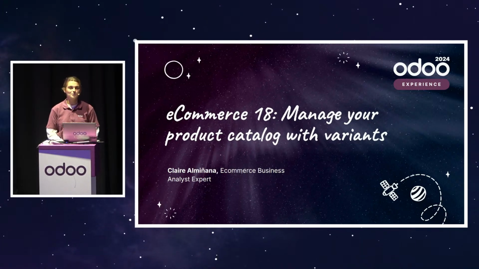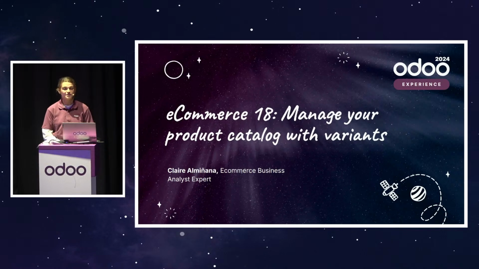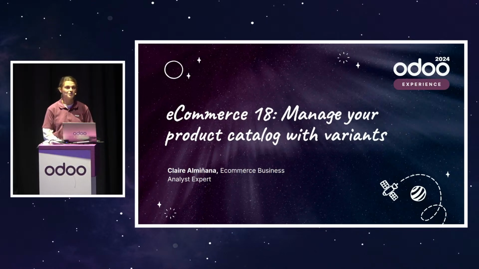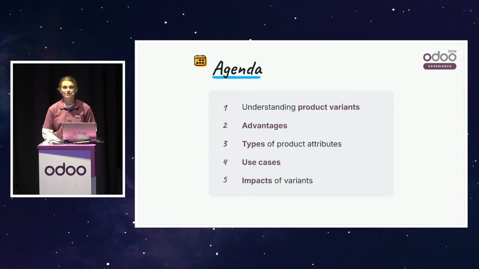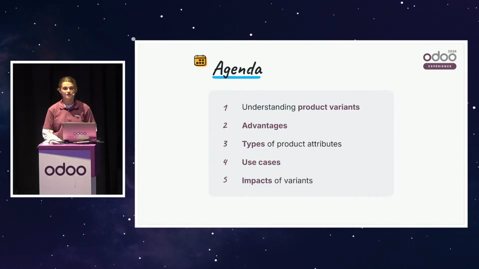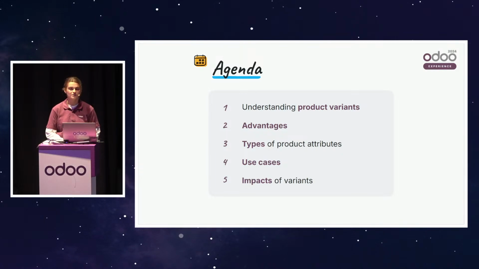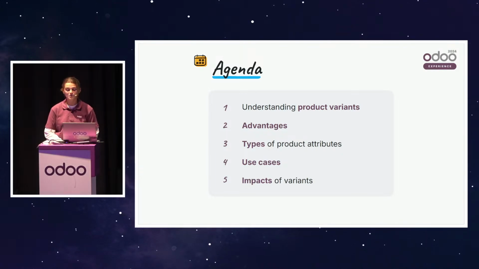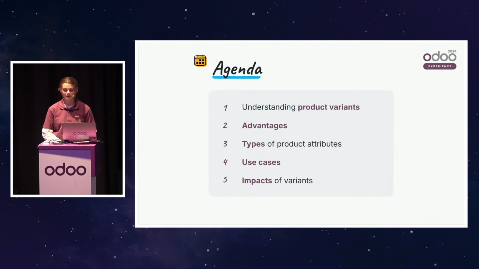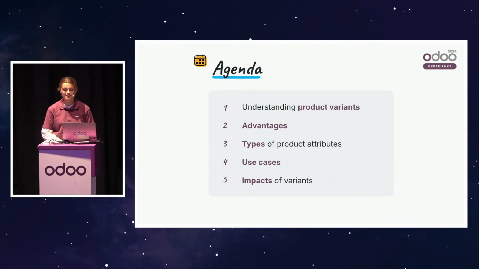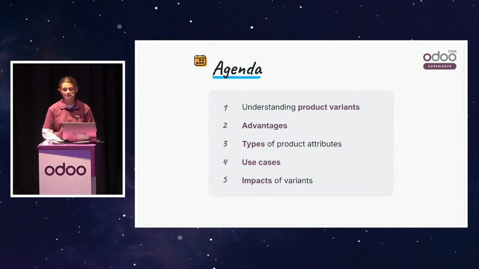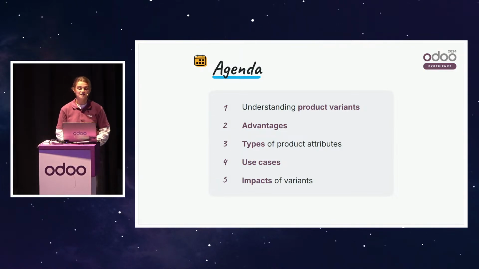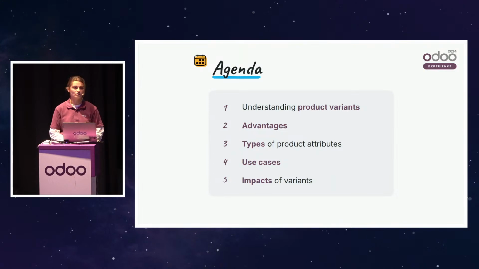And today we'll be exploring the concept of product variants in Odoo and how they can help you manage your product catalog. So the goal of today's talk is for you to understand product variants and their advantages across various business contexts. We'll also delve into the different kinds of variants that exist within Odoo and how to configure and manage them thanks to different use cases and also their impact on your product catalog.